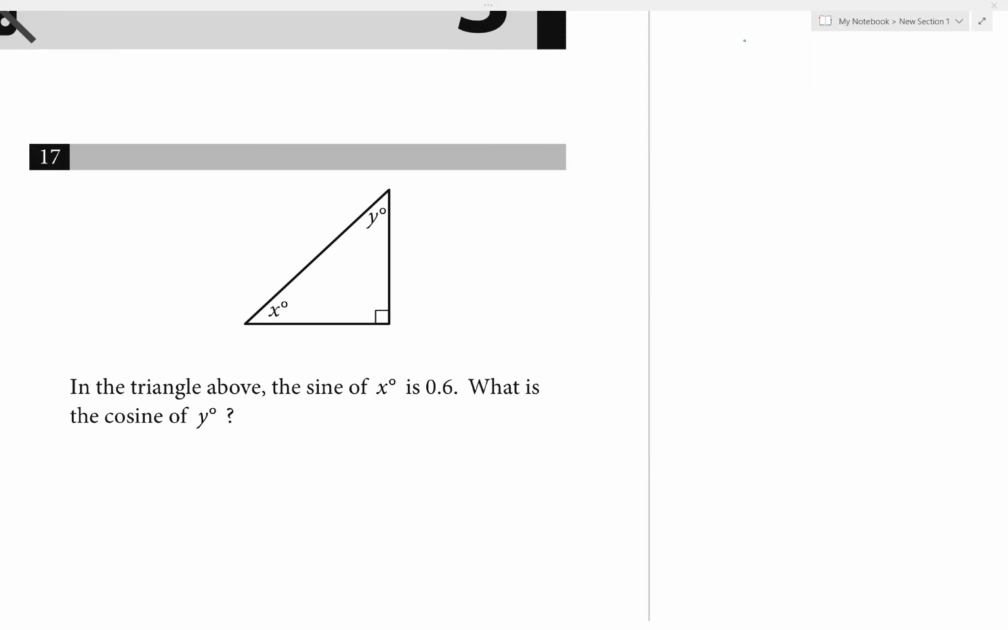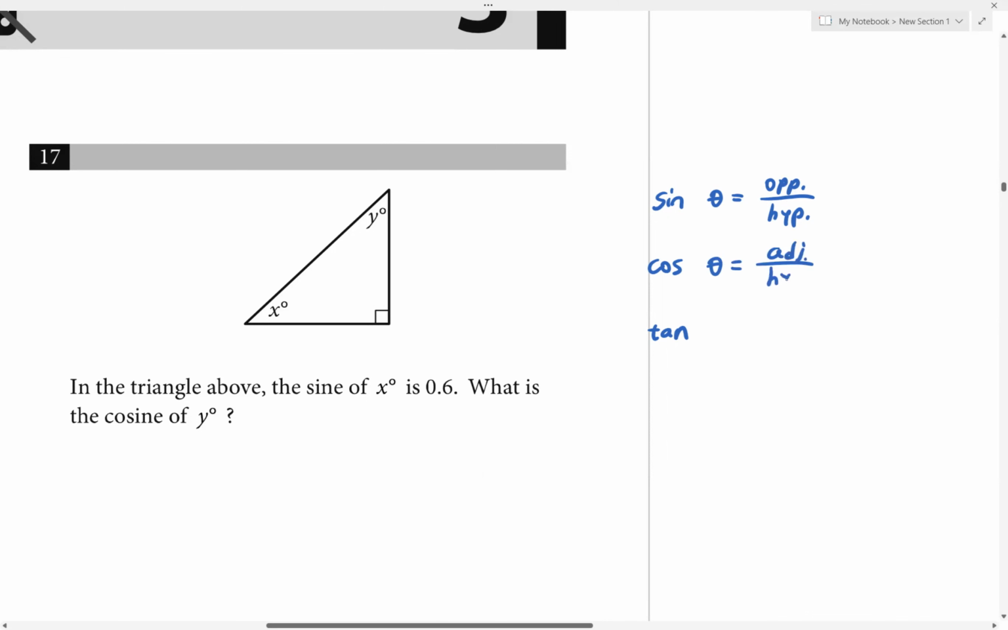So this is trigonometry. Let's do a quick review of the definitions. We have sine, cosine, and tangent. These are the three trigonometric functions. Sine of an angle is always the ratio of the opposite side divided by the hypotenuse. That's the sine function. Cosine is the adjacent side over the hypotenuse. And tangent is opposite over adjacent.